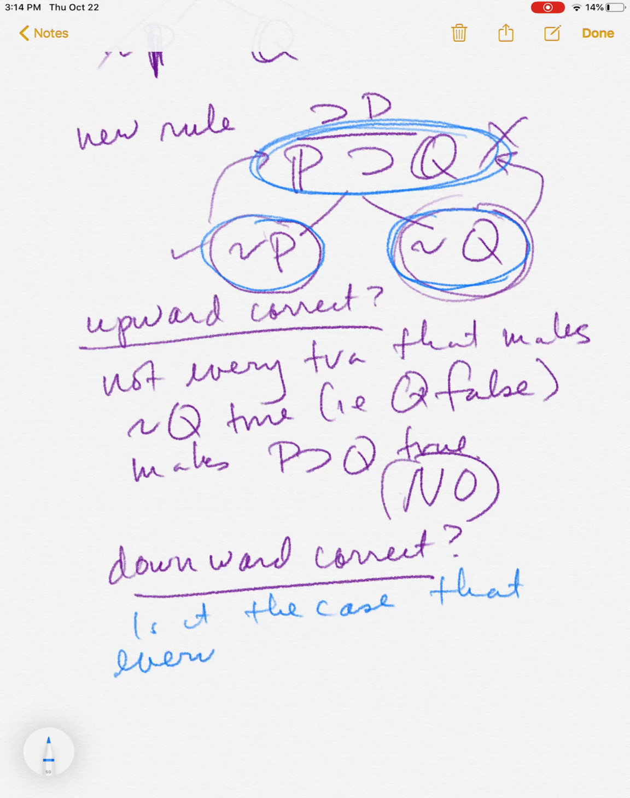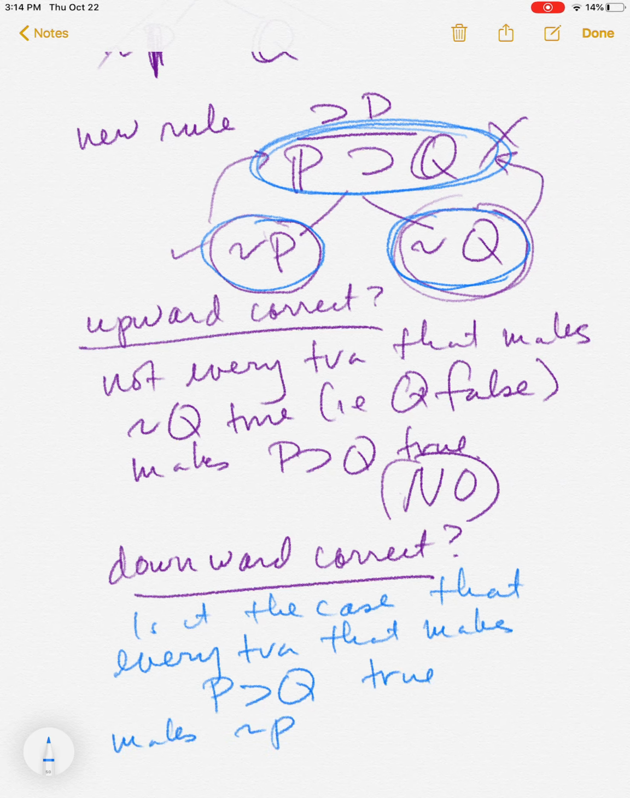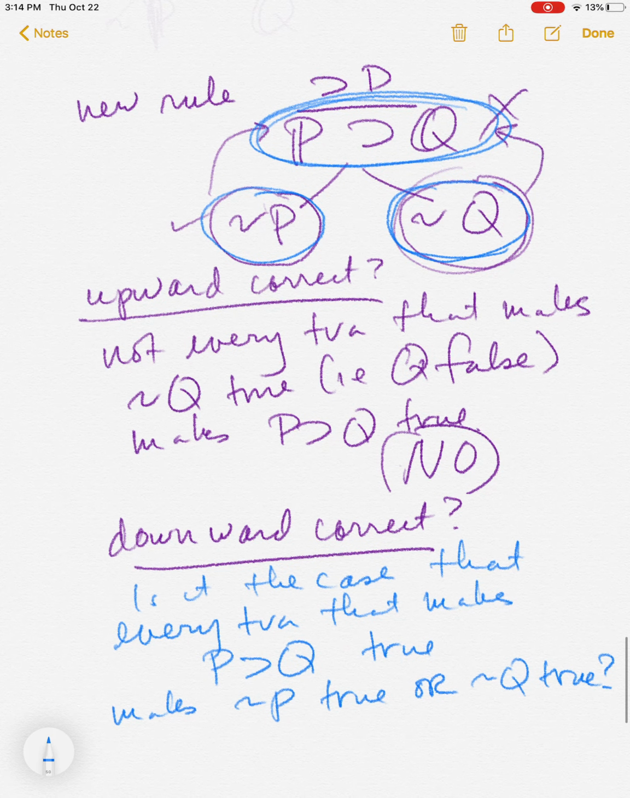So is it the case that every truth value assignment that makes P horseshoe Q true makes not P true, or, again using or inclusively, not Q true? Well, is that true? Is it the case that every truth value assignment that makes P horseshoe Q true is going to make P false or Q false?